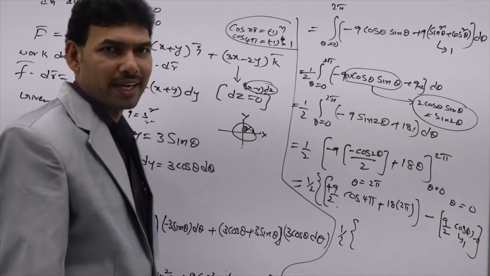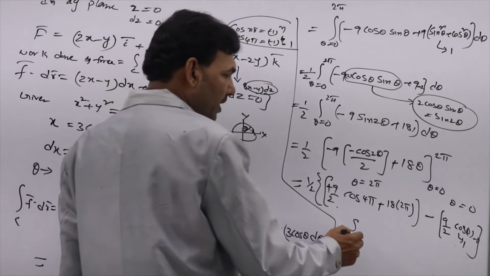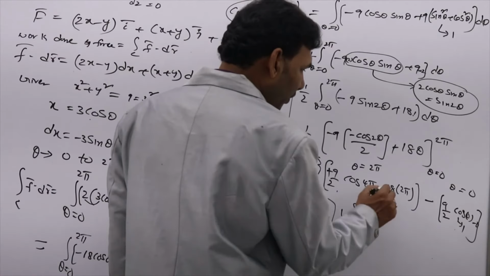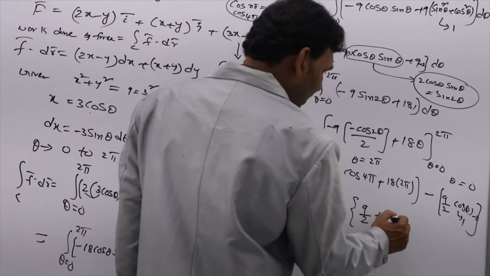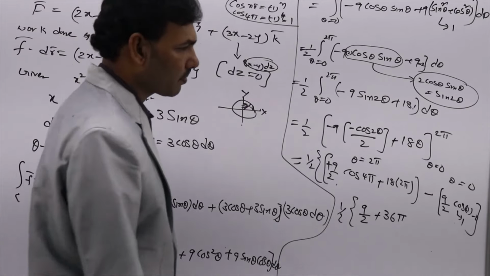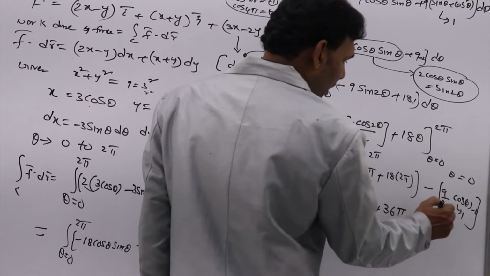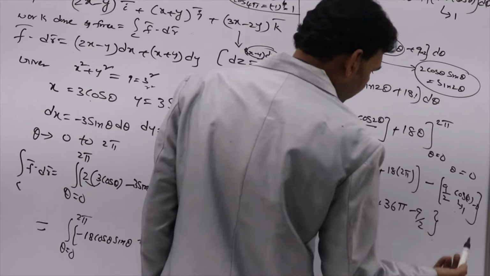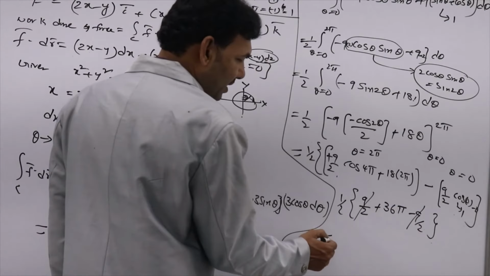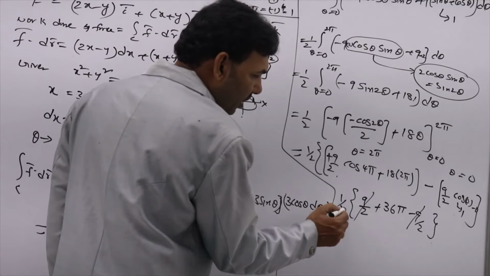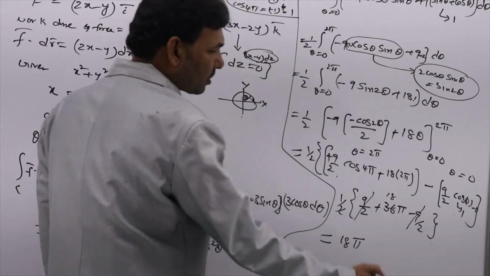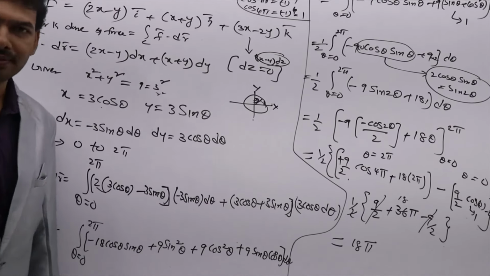Cos of even multiples of pi you will get plus, so cos 4 pi is 1. So 9 by 2 plus 18 times 2 pi, which is 36 pi, minus 9 by 2 because cos 0 is 1. Plus 9 by 2 minus 9 by 2 get cancelled. So 2 ones are 2, 2 nines are 18. If you cancel, you will get the final answer: 18 pi is the answer.